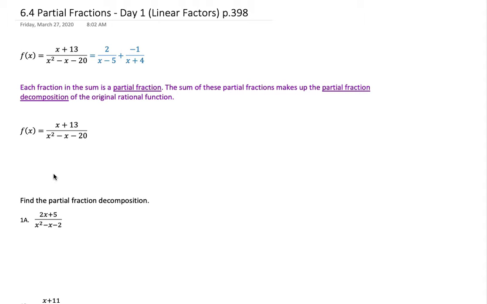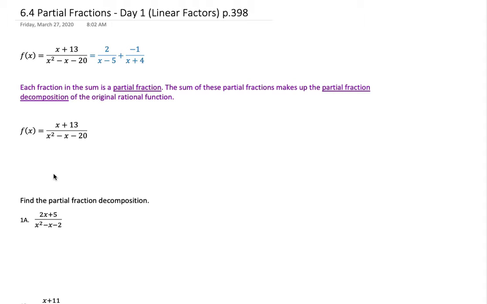Hi guys. Today and next time, so this whole week, we're going to do lesson 6.4. We're going to start with linear factors, day one, and we're talking about partial fractions. I'm on page 398, and I tried to take these examples from somewhere in your book, so hopefully you can follow along and pause it when you need to.